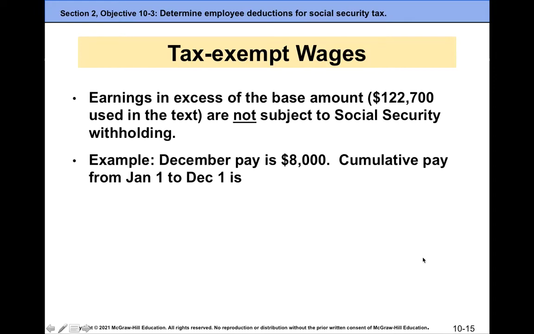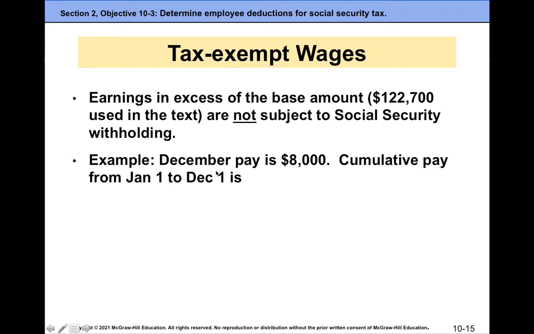Now, I do want to talk about this Social Security cap again, $122,700 we're going to use. Anything earned in excess, above that cap, that base, is not taxed for Social Security. So let me give you 3 examples here. This is a concept that confuses some students. So just take your time, make sure you understand it.